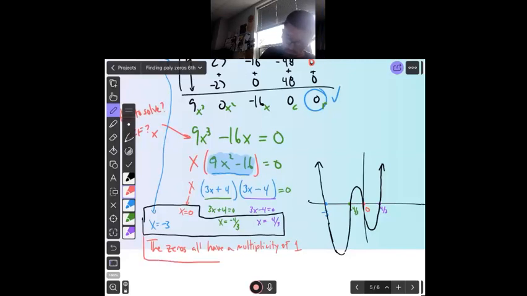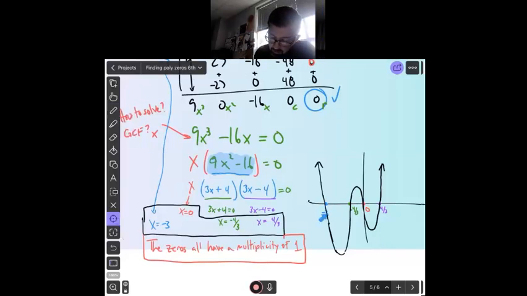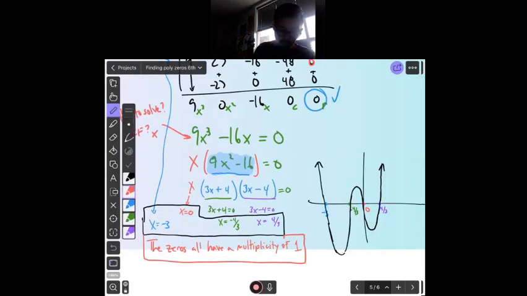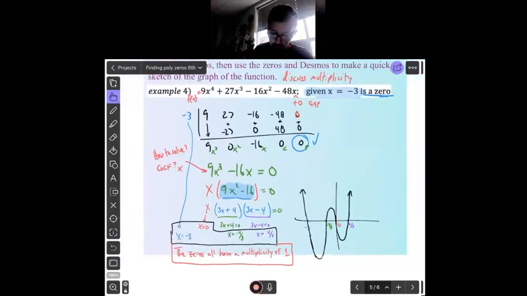I hope I didn't. That is not a thing. There's no such thing as a multiplicity of 0. So the zeros all have a multiplicity of 1. Each one shows up one time. And then they all pass through. The graph passes through each of those points smoothly. Okay? So there's finding the zeros for that one. Saw some different things there.